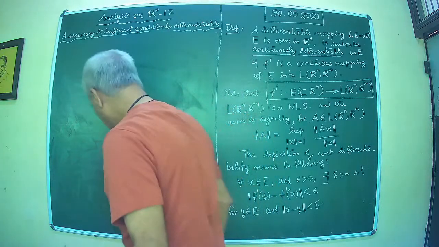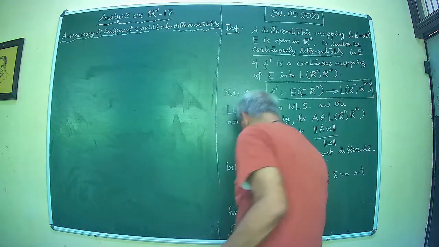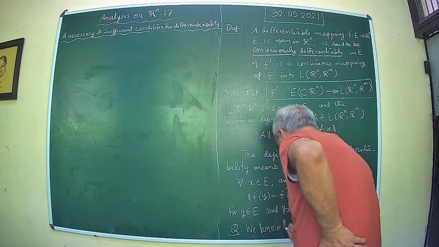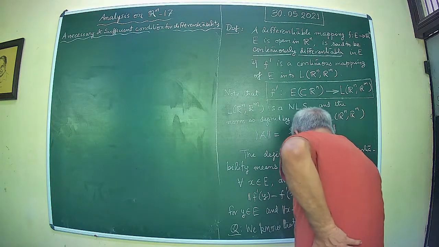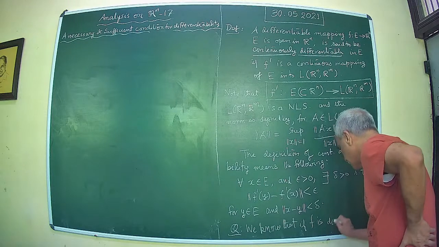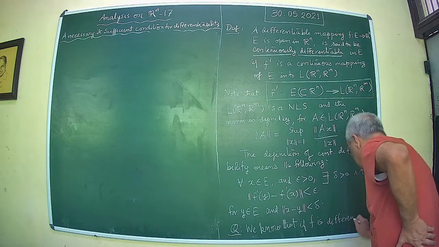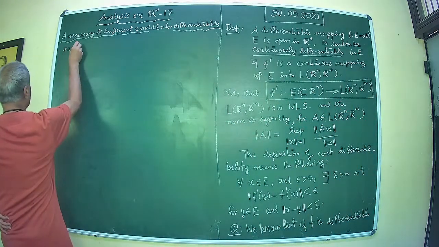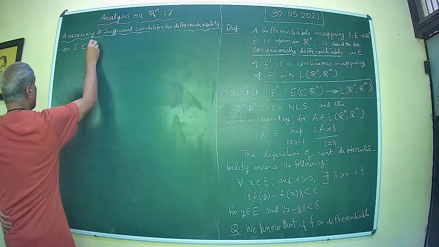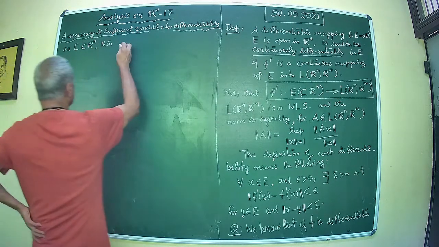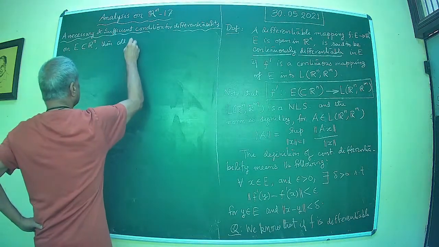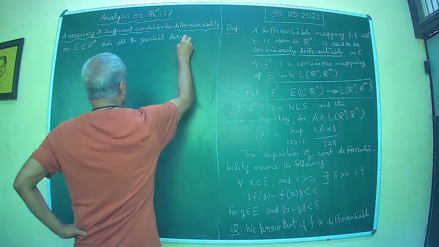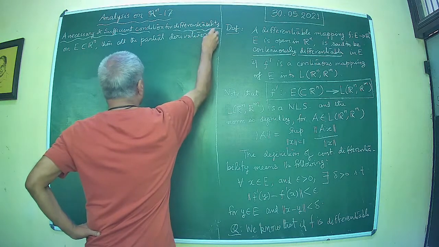So what is our question? Our question is this. We know that if f is differentiable on E, then all the partial derivatives exist on E.